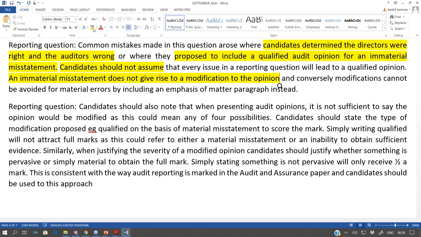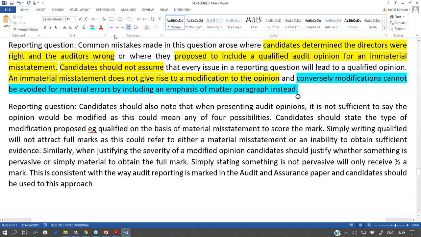And then see the biggest blunder of the student community. I'm addressing those who are repeating AAA, right? This is the biggest blunder. It says, conversely, modification cannot be avoided for material errors by including an emphasis of matter paragraph instead.